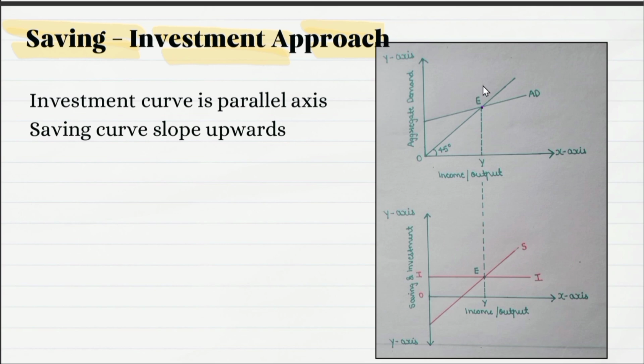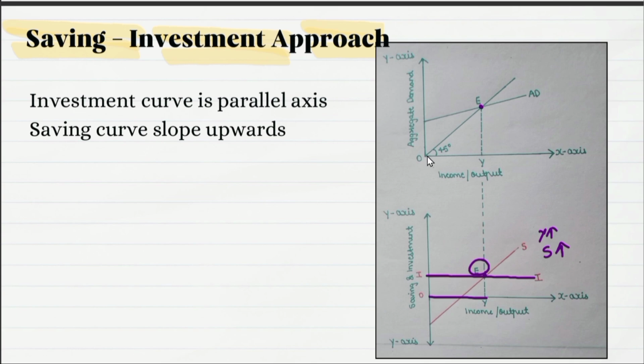So now let's see the graph. As we can see, this is the equilibrium level of income when AD is equal to AS. The equilibrium level of income would be the same, that is 0Y, even in the S and I approach. Income is measured on the x-axis, and savings and investment are measured on the y-axis. The investment curve is parallel to the x-axis because it is autonomous investment. The saving curve slopes upward, which shows that as income rises, savings also rise. So the economy is in equilibrium at point E, where the saving and investment curves intersect each other. At this point, planned saving is equal to planned investment.